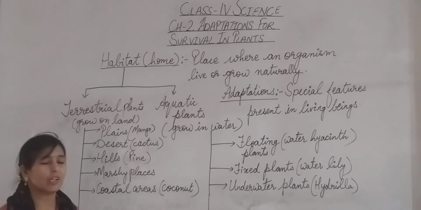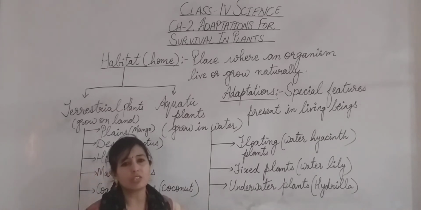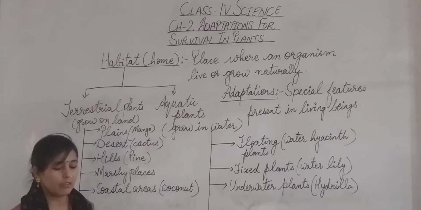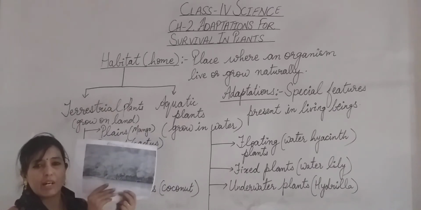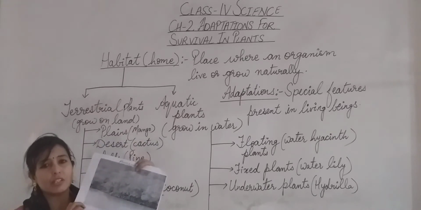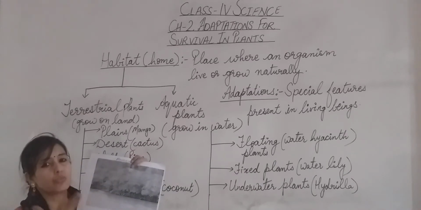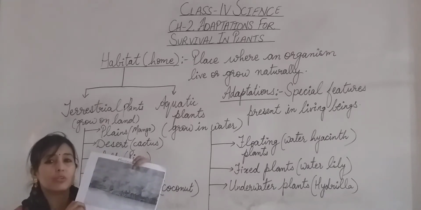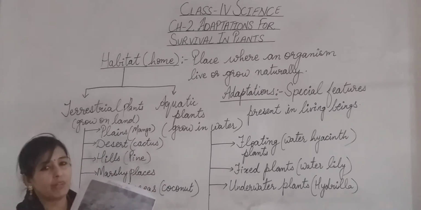Next we are going to talk about marshy places. In marshy places, the soil is very sticky, clayey, and there is a presence of a lot of water. Mangrove is the most common example of marshy places. Water is present here, so the roots do not get sufficient air to breathe. So they develop breathing roots. Roots come out from the ground, which are known as breathing roots, so that they get sufficient oxygen to breathe. So mangrove is the common example of marshy places.